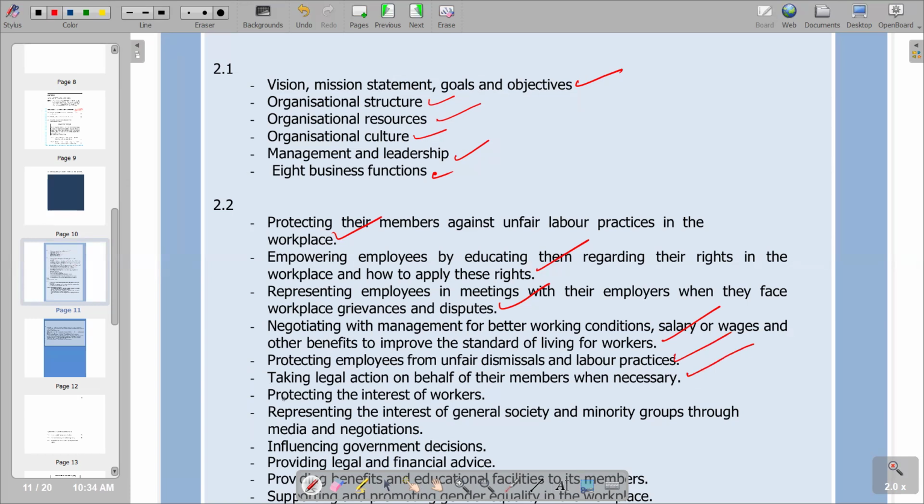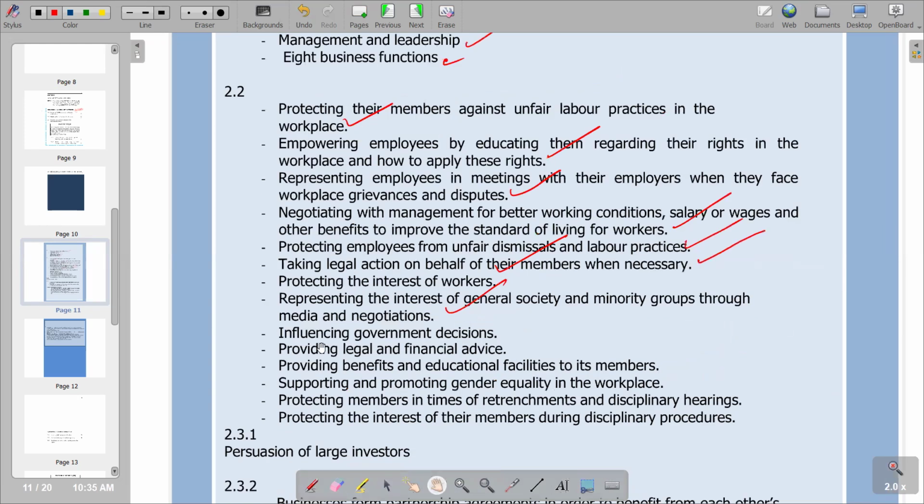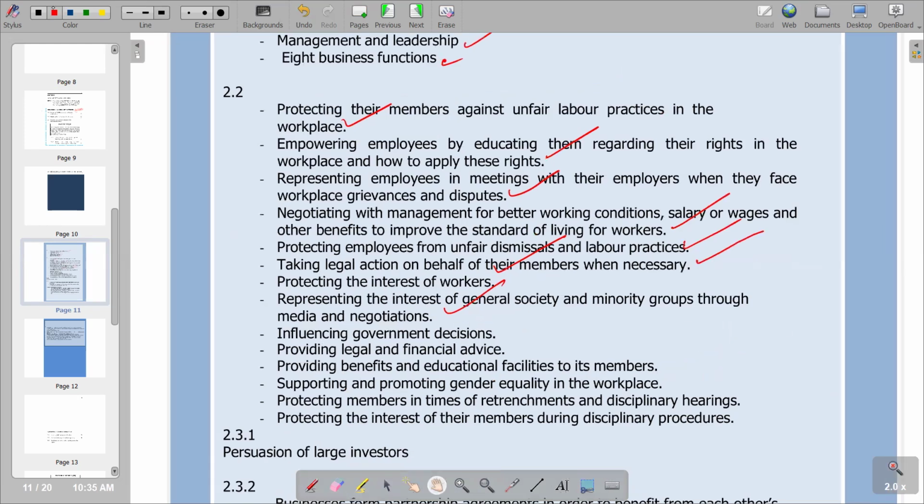And then we've got protecting the interests of workers. Then the next one, representing the interests of general society and minority groups through media and negotiations. Next, influencing government decisions. It can also act in that way, provide facilities to its members, support and promote gender equality in the workplace, and protect members in terms of treatment and disciplinary hearings. Basically, this is a rundown of the points that support the functions of trade unions.